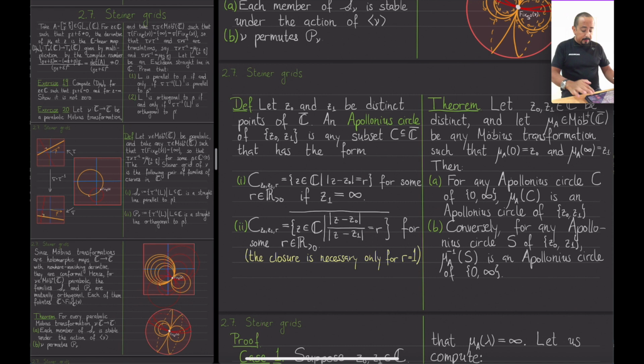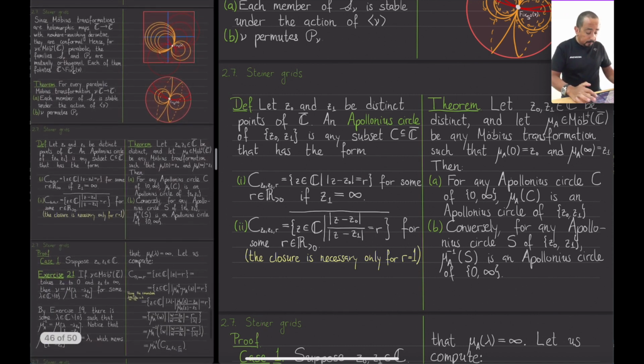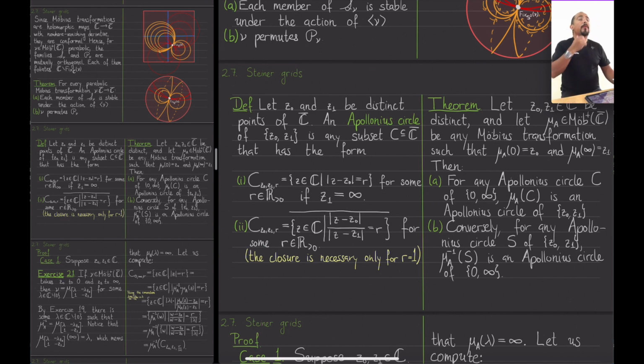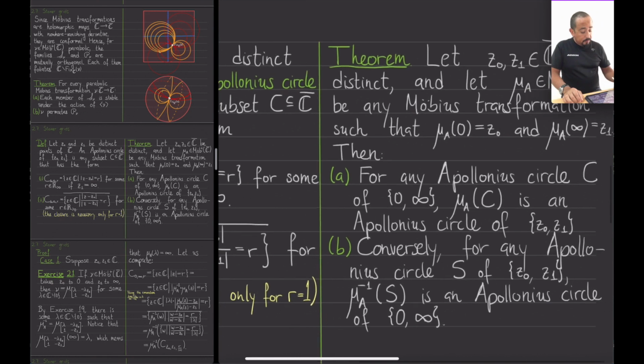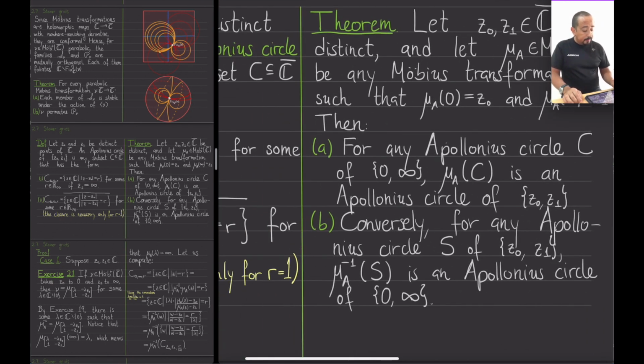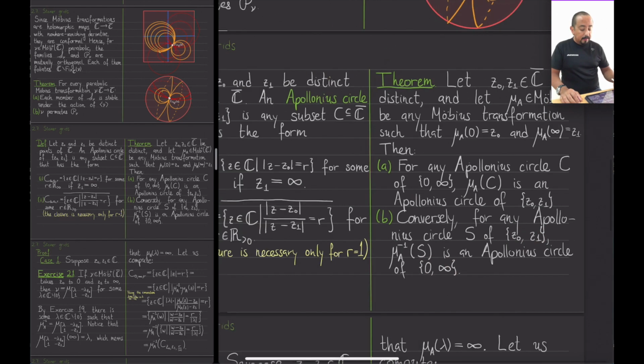And the theorem is that, well, first, if you take any two distinct points, and then you take any Möbius transformation that sends 0 to one of them and infinity to the other, the Apollonius circles of 0 and infinity are mapped to Apollonius circles of Z0 and Z1, and conversely, the inverse maps Apollonius circles of your given pair to Apollonius circles of 0 and infinity, right?